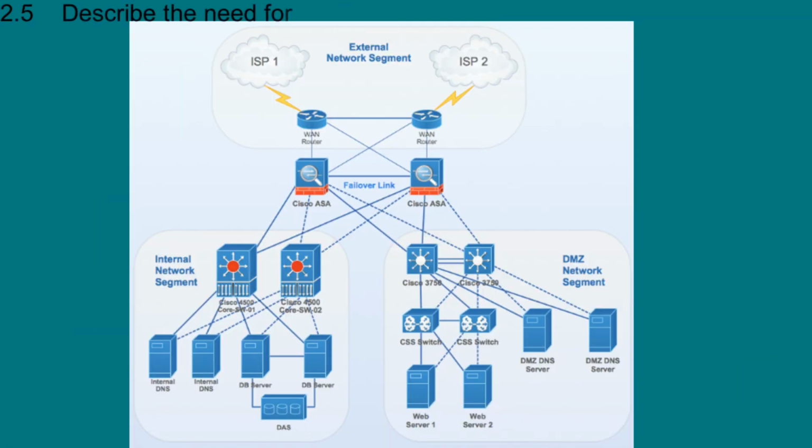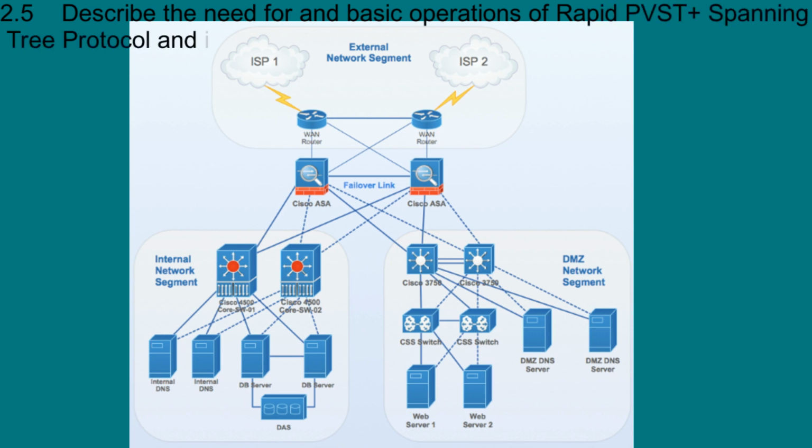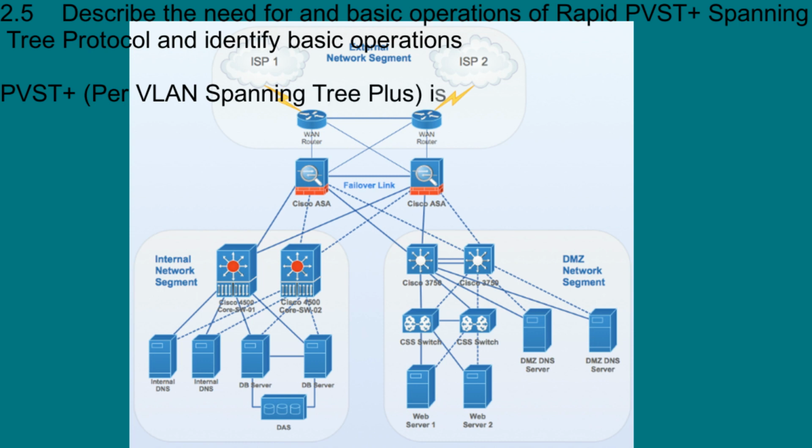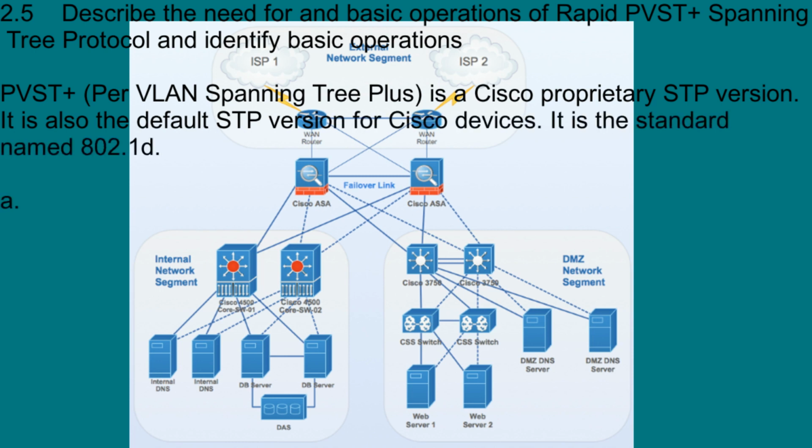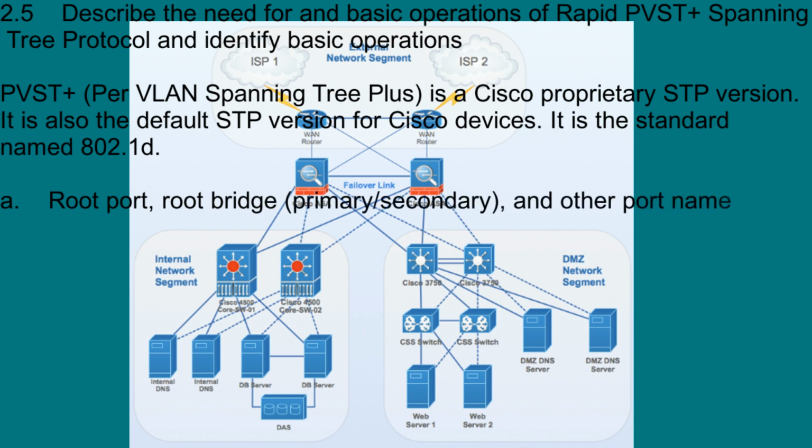2.5 Describe the need for and basic operations of Rapid PVST spanning tree protocol and identify basic operations. PVST, per VLAN spanning tree plus, is a Cisco proprietary STP version. It is also the default STP version for Cisco devices. It is the standard named 802.1D. Root port, root bridge, primary, secondary, and other port names.